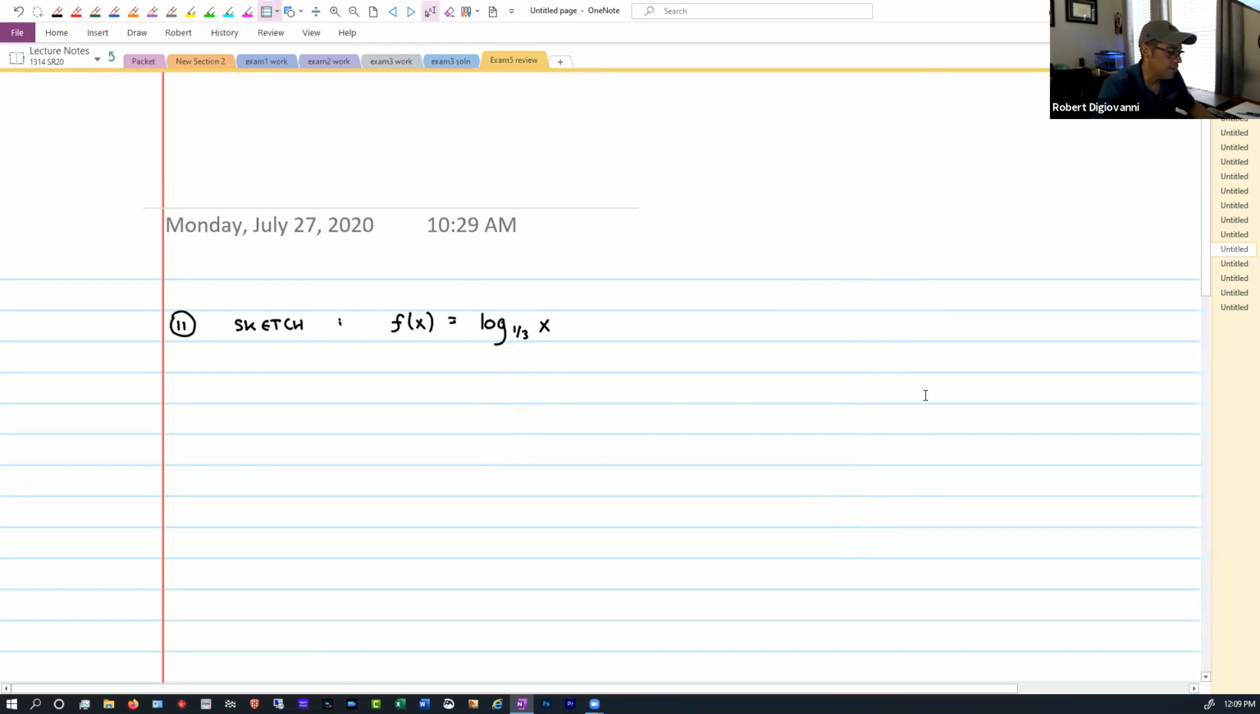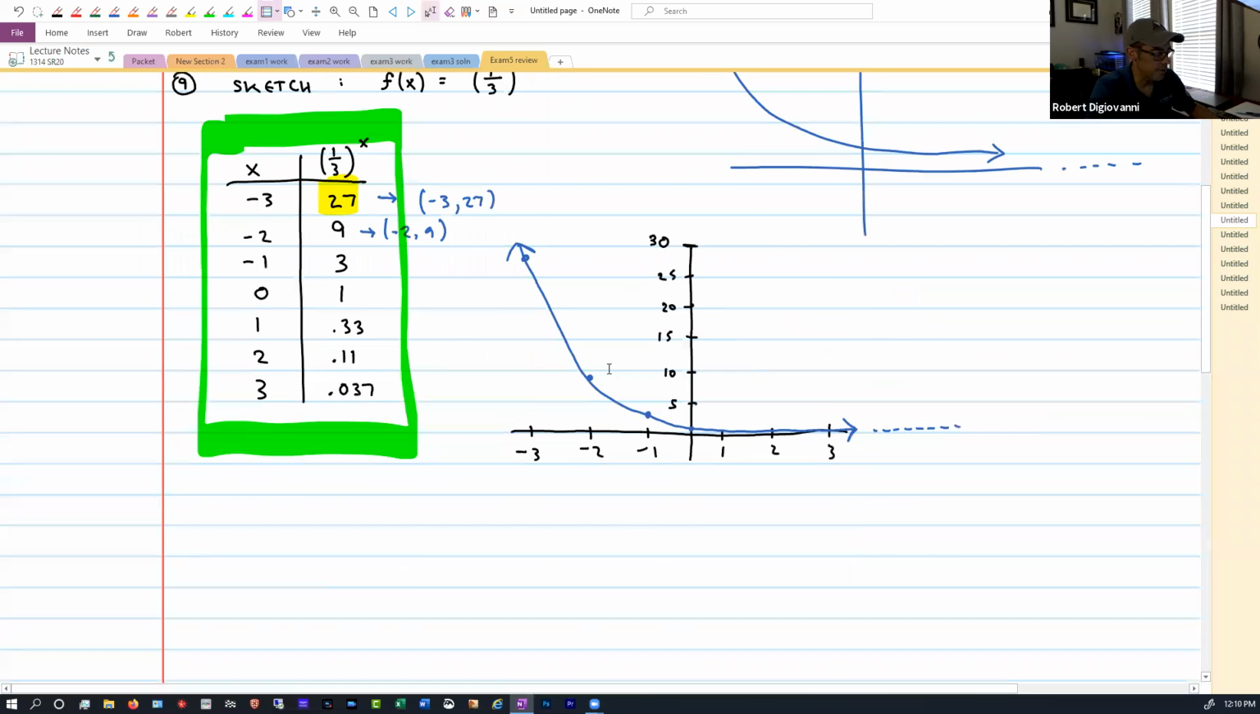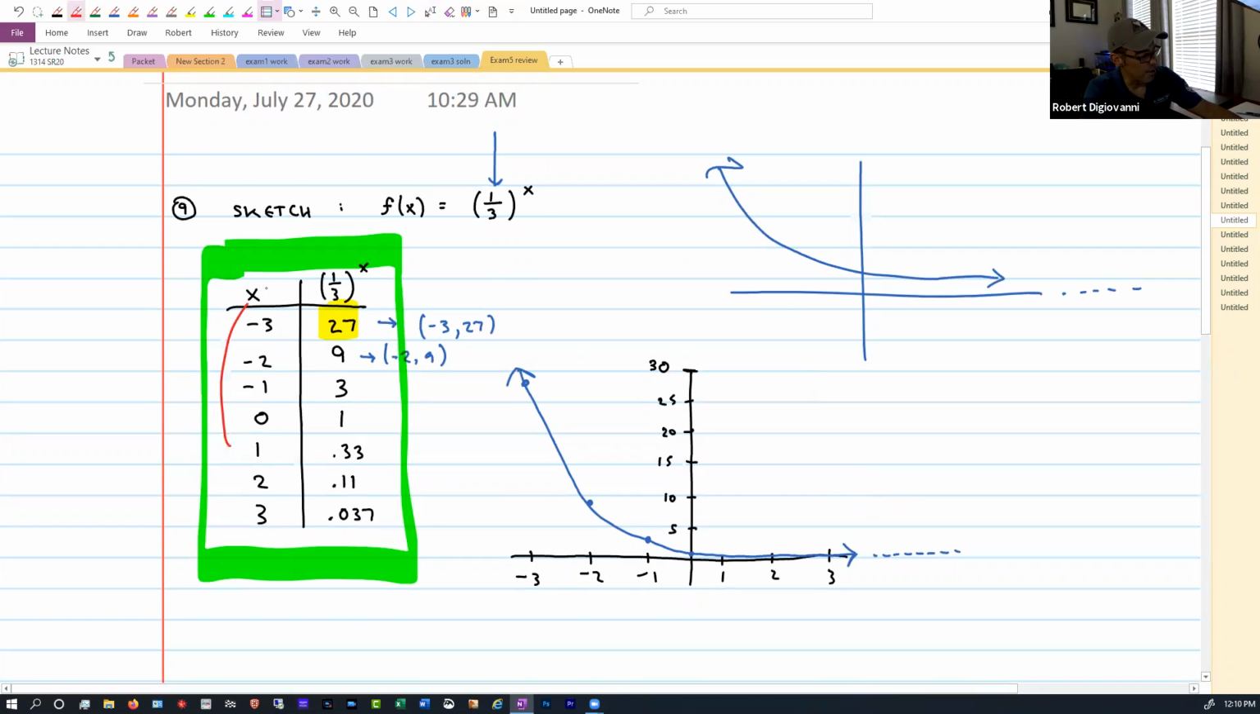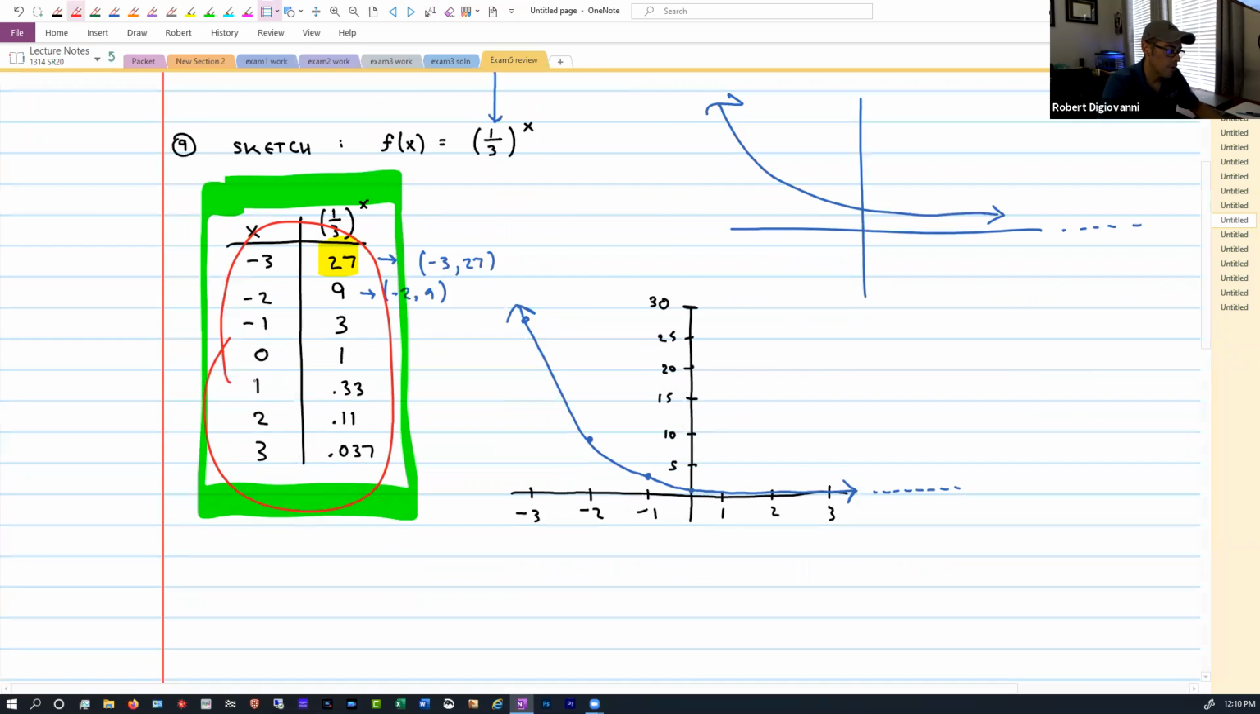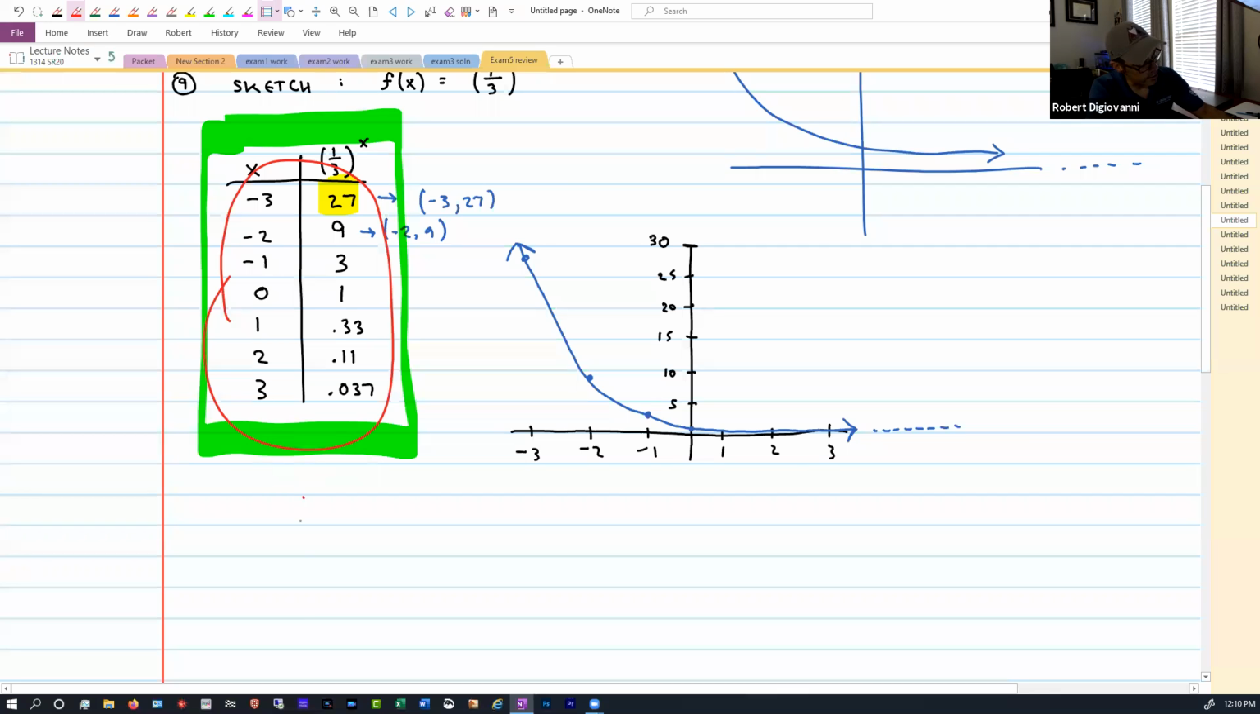So you can see that on number 11, this is log, look at the base, 1/3. Well, we did that problem. It was this one right here, 1/3 to the x. So what we're going to do is take all these points and flip them over in the graph. I don't think I'm going to work through this whole thing, I'll just give you a general idea. We're going to go 1, 2, 3, and -1, -2, -3. And I'm going to go out to the right 30, 15.